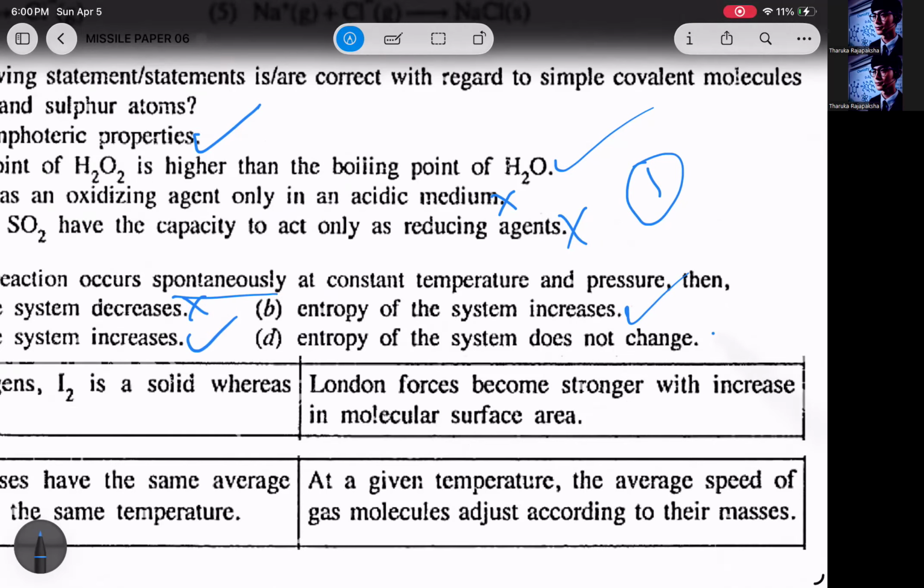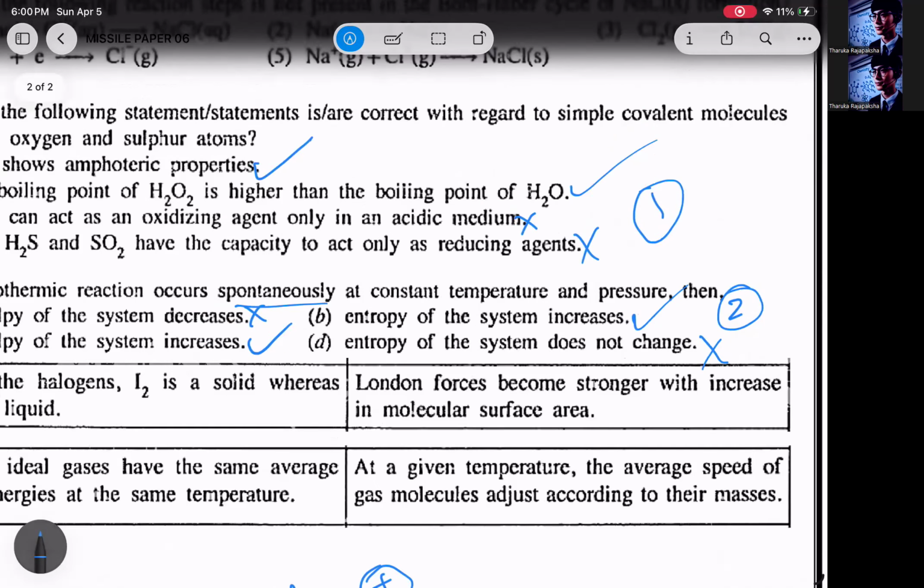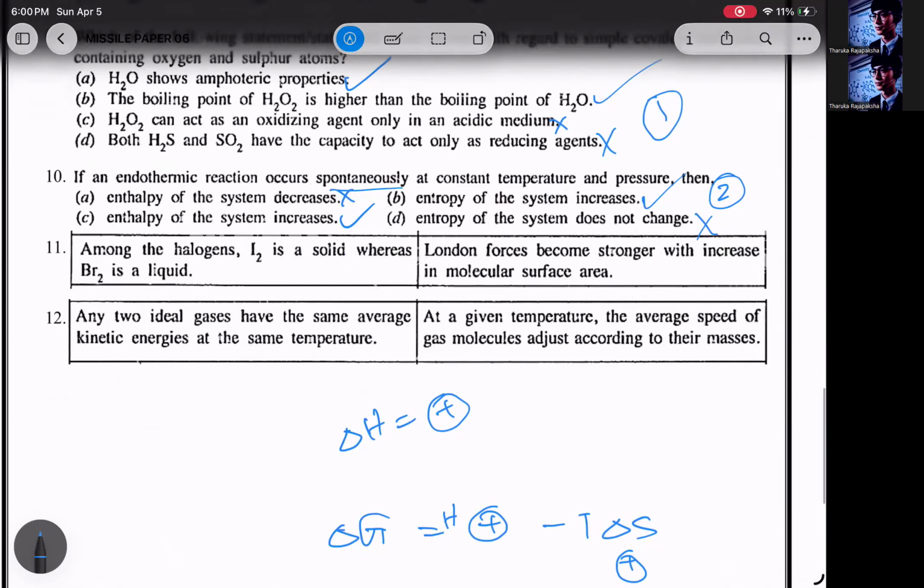Entropy of the system does not change. That's wrong. Because delta H is positive, right? Should change. So answer is answer number 2.